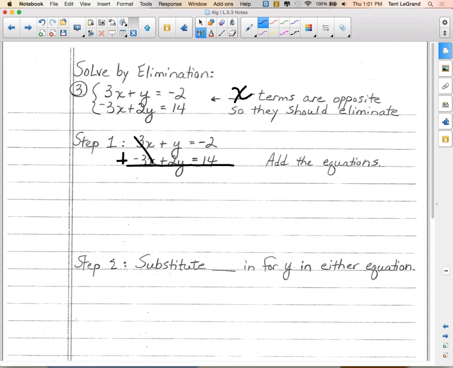And y plus 2y is 3y. And negative 2 plus 14 is positive 12. So we add all of the like terms. We're just adding them in columns is all. The x's get added together, the y's get added together, the constants get added together. Go ahead and finish solving that for y. Pretty painless.